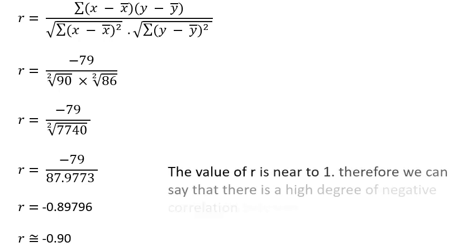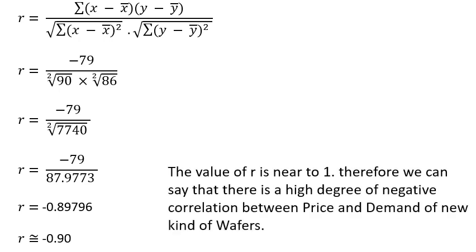The value is negative, so our statement will be that there is a high degree of negative correlation between the price and demand of new kind of wafers. That means if your price is high, your demand will be low. If your price is low, your demand will be high. There is a negative correlation.